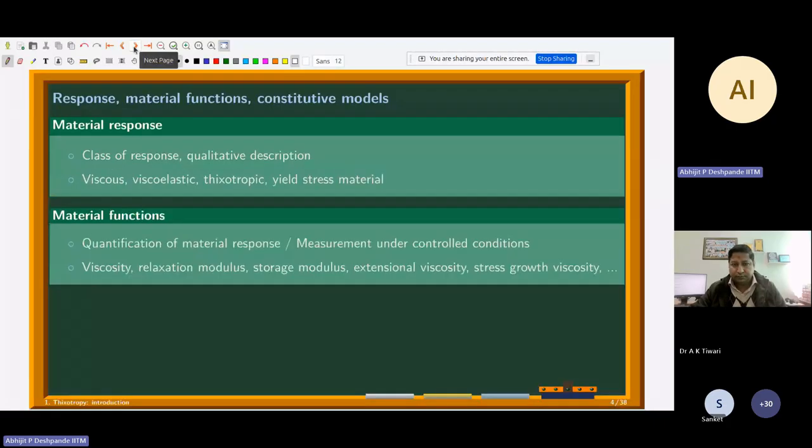And once we say that we are studying a given class of materials, the study has to be done by looking at measurements under controlled conditions. As I mentioned, this is what is rheometry.